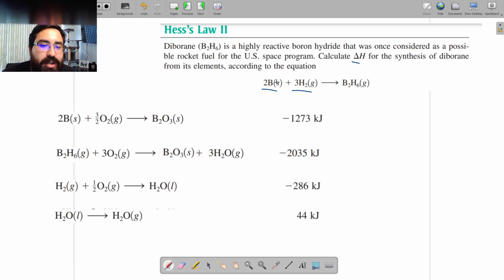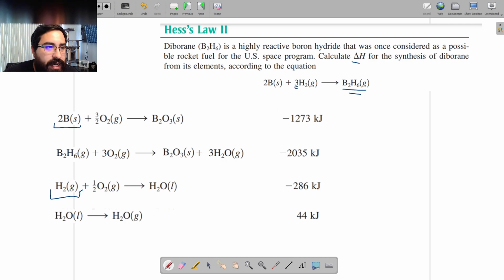Okay, so let's check this out. Let's first make sure everything is in its correct place. So I see the borons on the left side. They're in the correct spot, so I'm going to put them in blue if they're in the correct spot, red if they're not. I see the hydrogens. Okay, there's a hydrogen right here that is in the correct spot. Wrong number though. There's 3 and there's only 1 right here, so we got to keep that in mind.